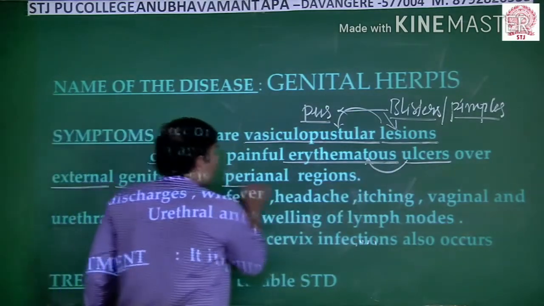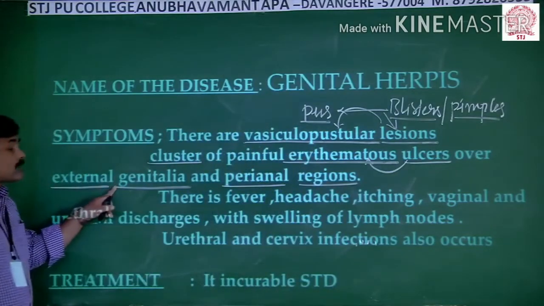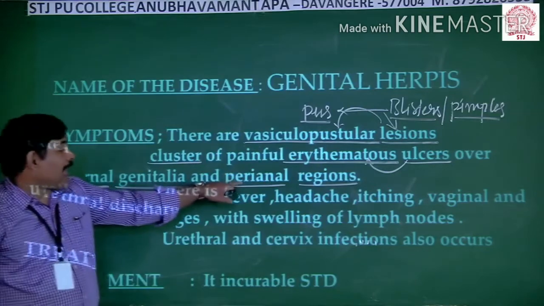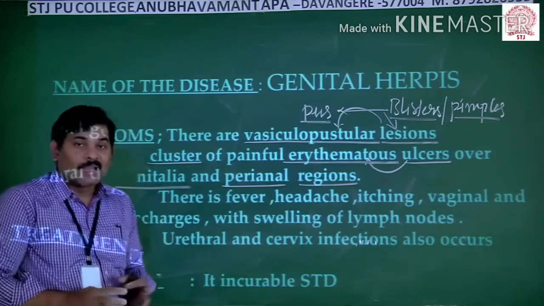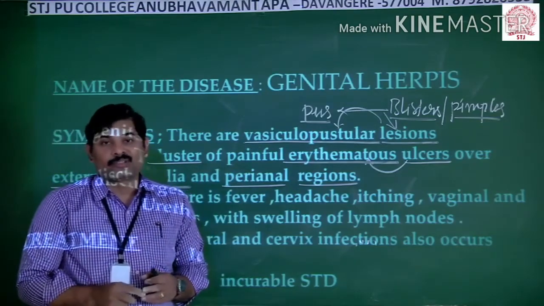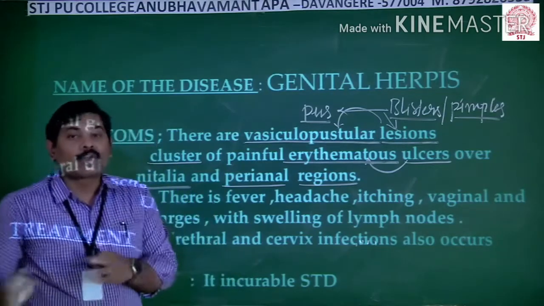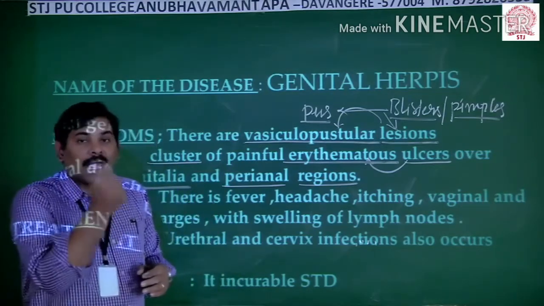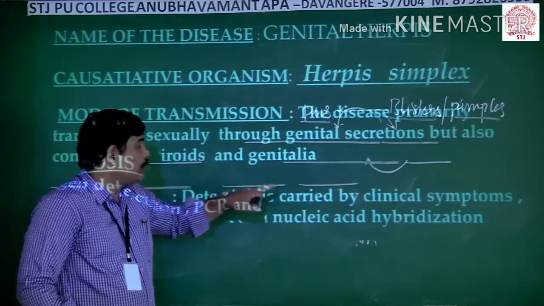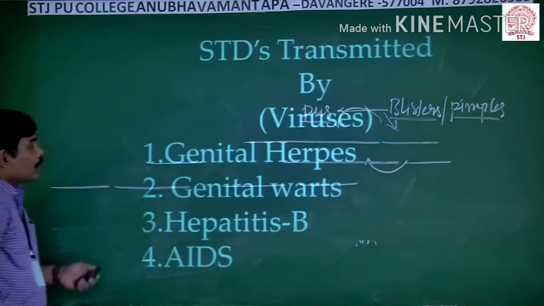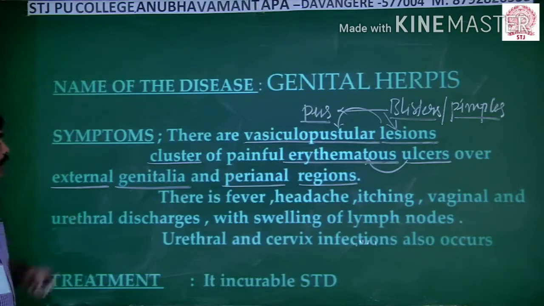Thereafter, the perianal region also, not only around the external genitalia. Perianal means around the anus. The anus, as you know very well, is the opening of your digestive system through which undigested fecal matter is sent out of your body. Around the anus also, such erythematous ulcers are present. Right, that is one important thing.